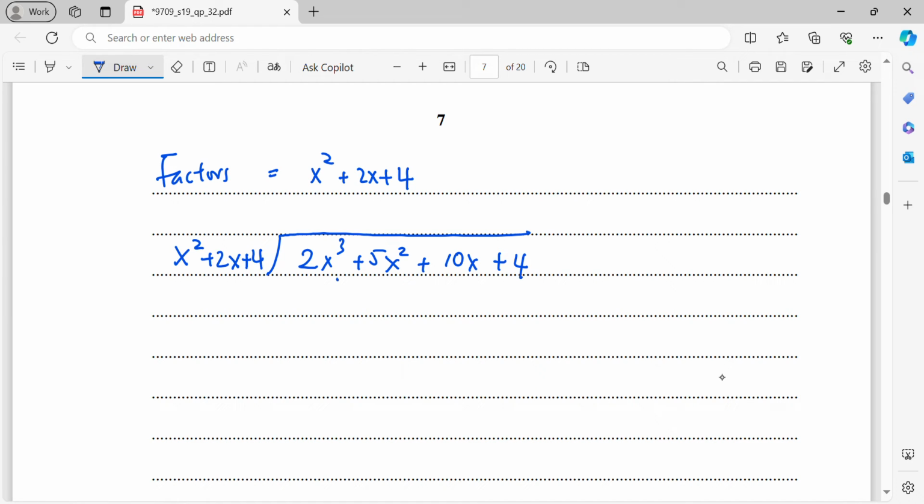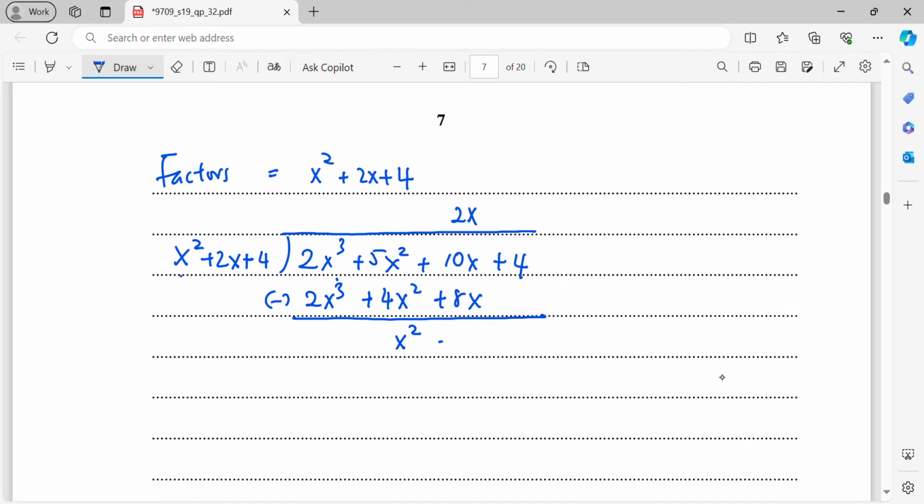Now to get 2x cubed from x squared, you need to multiply with 2x. So here 2x times x squared, 2x cubed. 2x times 2x, 4x squared. 2x times 4, 8x. Then you minus. So 5x squared minus 4x squared, 1x squared. 10x minus 8x, plus 2x. Then we write the plus 4.